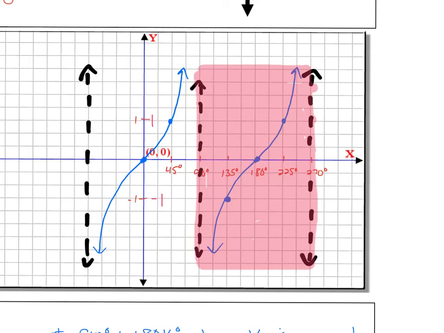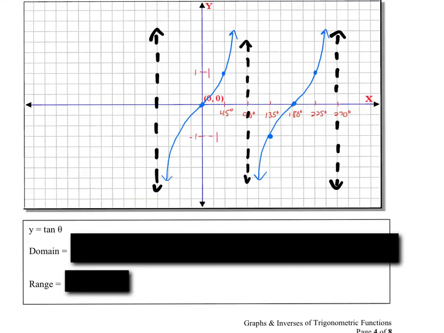Let's answer these questions at the bottom. Let's do range first for this one, because it's a little bit easier. Range is how far up and down the graph goes. What numbers are included in it? Well, as we can see, this curve is going down forever. So starting at the bottom, since it's down forever, that's negative infinity, and it continues, and it includes every number between negative infinity until it goes up forever to infinity. So the range is all real numbers or negative infinity to infinity.